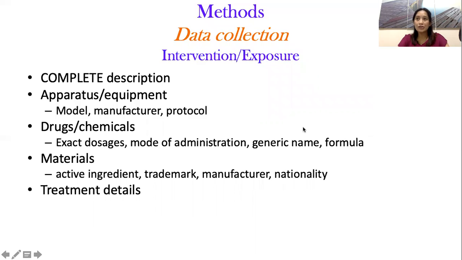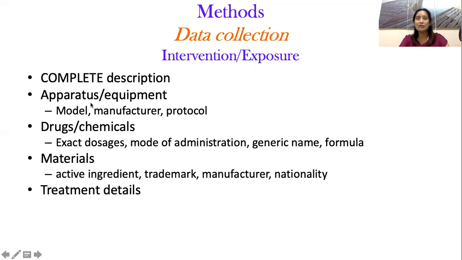Next is the data collection or the data collection technique. No? The data collection technique, the intervention, if it's an RCT, or the exposure, if it's an observational study, should be completely described in this section. So if you are going to, let's say, measure, let's say the exposure is the level of HbA1c, then how you determine the HbA1c is important. So you describe the apparatus, the equipment, the model, the manufacturer, the protocol, and how it is taken.